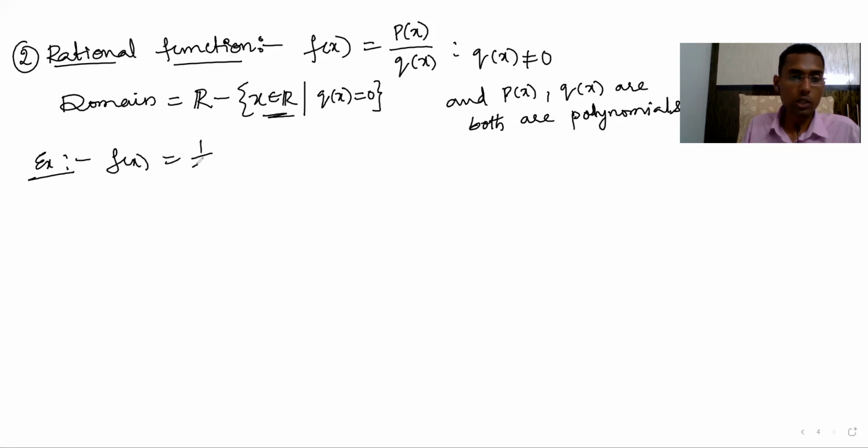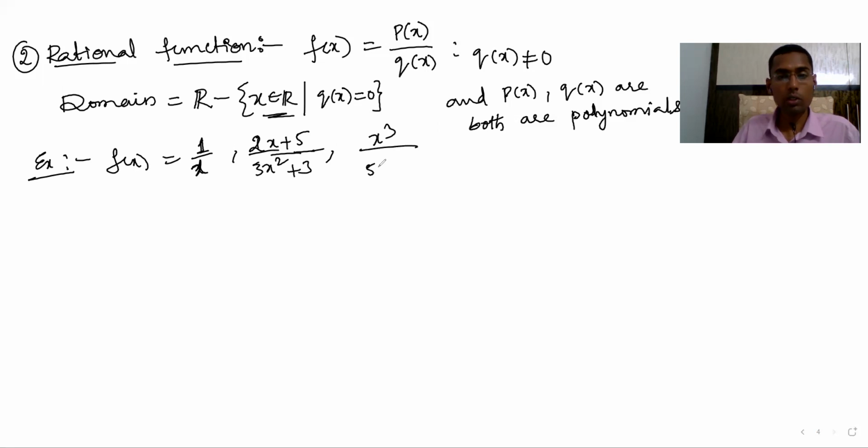So what is that? For example, 1 by x, 1 by 3x plus 3, x square plus 3 or 2x plus 5 by whatever polynomial by another polynomial. See, this is constant polynomial by x, polynomial by polynomial. So then x cube by 5x square minus 3x plus 2, like this, and so on. These are the rational functions. Polynomial by polynomial is a rational function. So domain you can find out. So domain we are not discussing much. Okay, range. We'll discuss range.